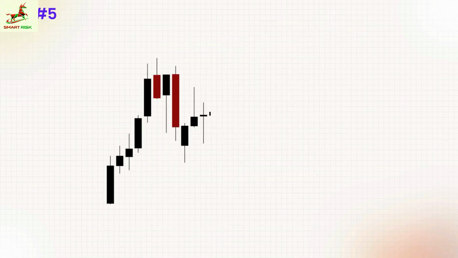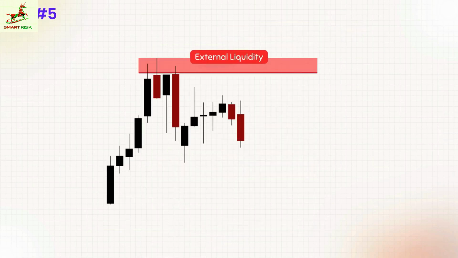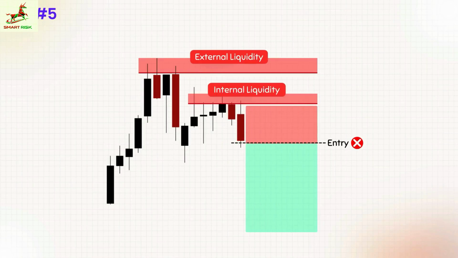Point number 5. If there's an external liquidity area near an internal liquidity area on the chart, you should always avoid taking trades in that situation. Because in that zone, operators can target liquidity on both sides, which makes the chances of your stop loss getting hit the highest.